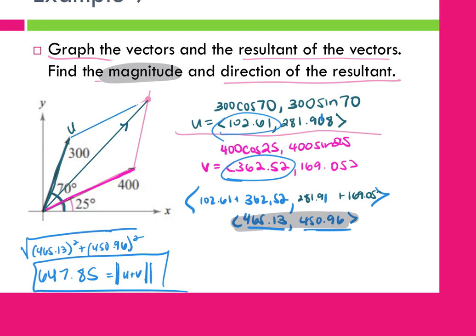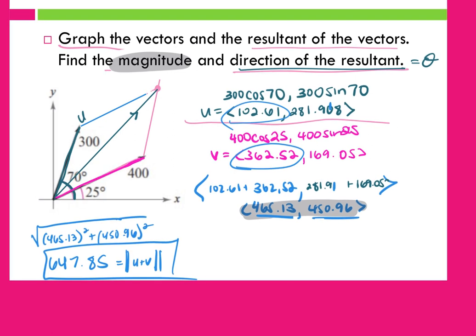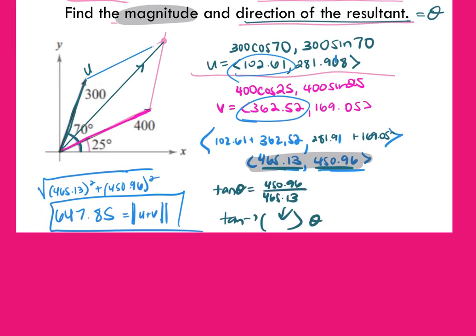Then I want to find the direction of the resultant, and that means whatever theta is. So the tan of theta is equal to the change in y, 450.96, over the change in x, 465.13. And then we take tan inverse because we want the angle. So I inverse tan 450.96 divided by 465.13. And theta is 44.11 degrees.